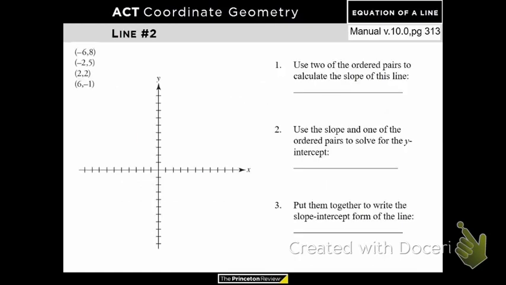Okay, so same type of thing here. I'm going to go ahead and plot these points to make my line. So -6, 8. -2, 5. 2, 2, and then 6, -1.